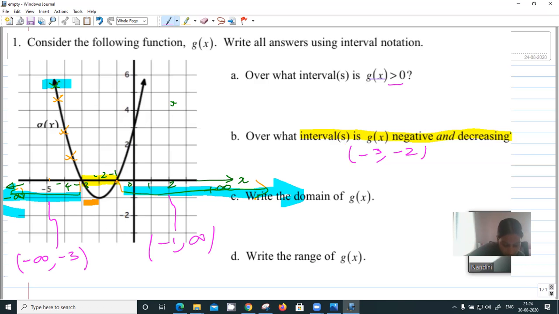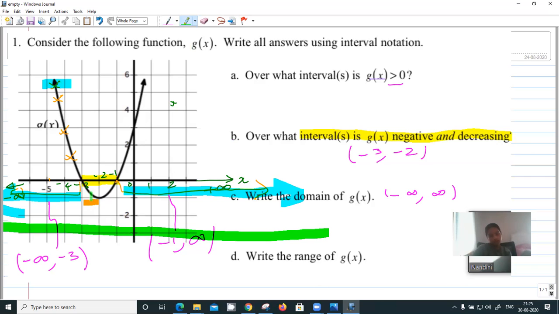Domain is all possible values of x for which g of x is defined. In this particular case, it is minus infinity to infinity. Why? For all these values of x, the value of g of x can be defined, right? From here to here, g of x is defined, and the graph is extending. So for all values of x, g of x is defined. Put an arrow mark, so it goes to a very, very large distance. When it goes that far, it covers plus infinity and minus infinity. So this is the answer.